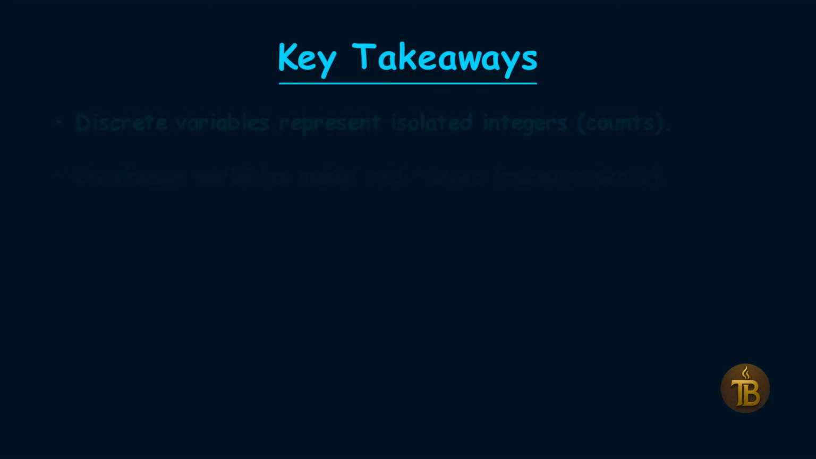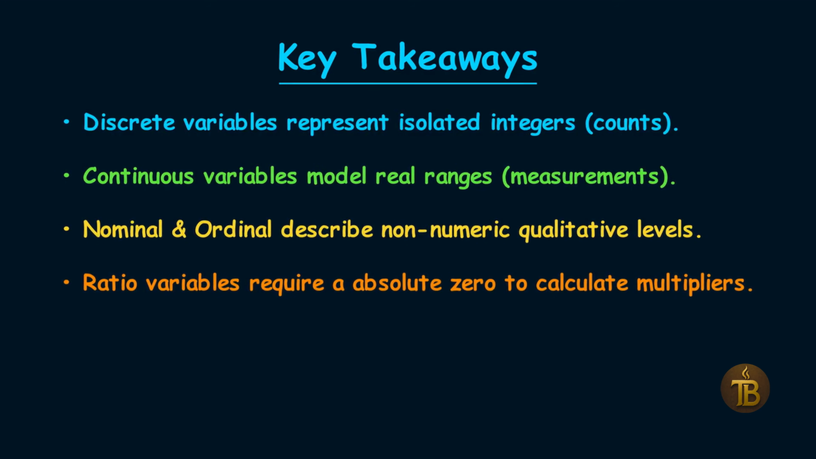To summarize, discrete variables represent counts. Continuous variables represent measurements. Nominal and ordinal describe qualitative categories. And ratio variables require a physical zero to compare proportions.